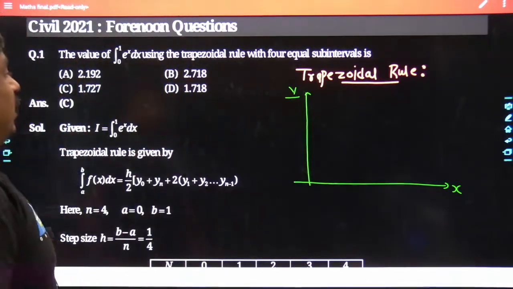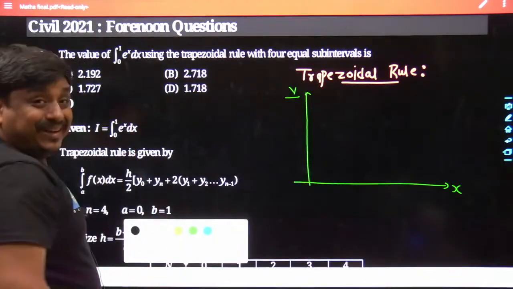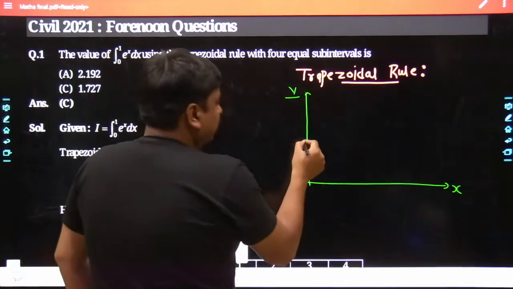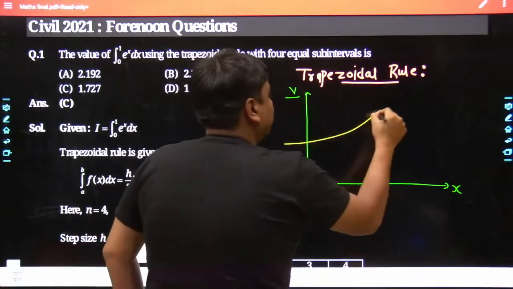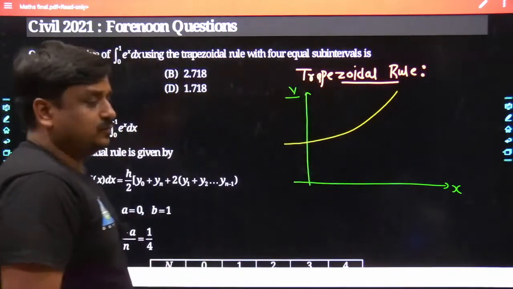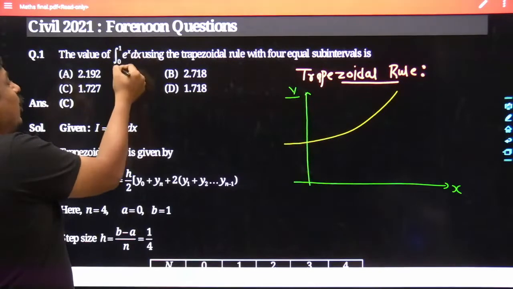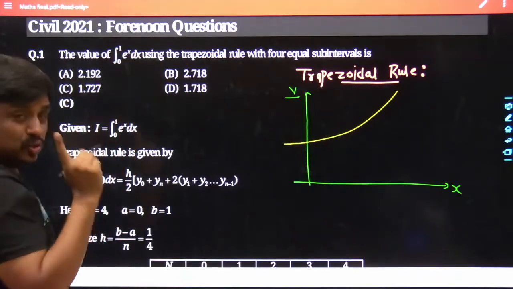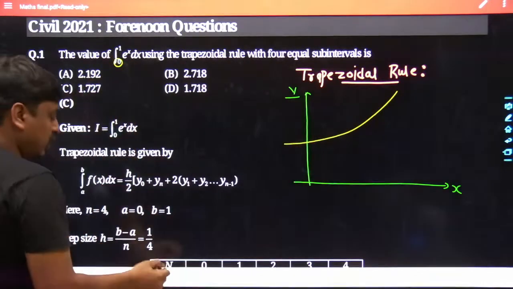Anyways, how would e to the power of x look like? E to the power of x would be an exponentially increasing function which would start from 1, taking the reference of the y-axis, and it would keep increasing. And you had to find the integration from 0 to 1 of e to the power of x dx. That means you had to find the area under the curve which has been bounded by x equals 0. What does that mean?